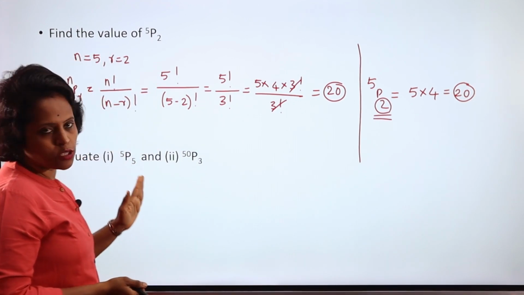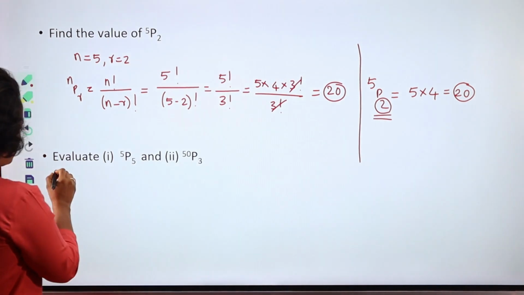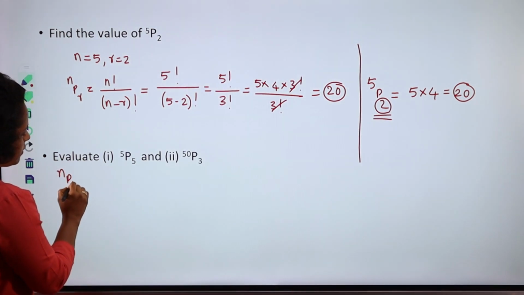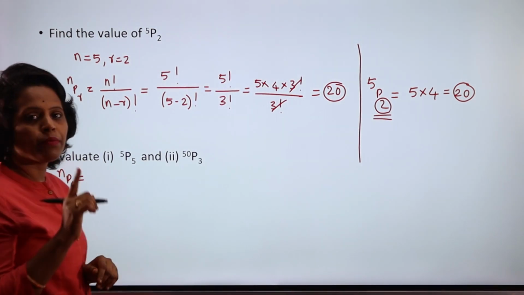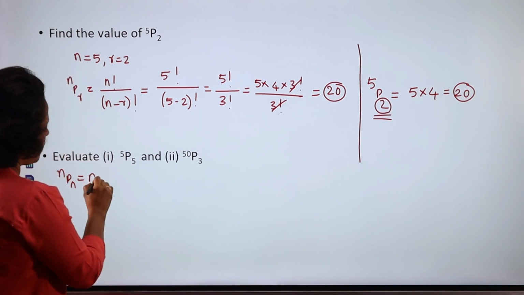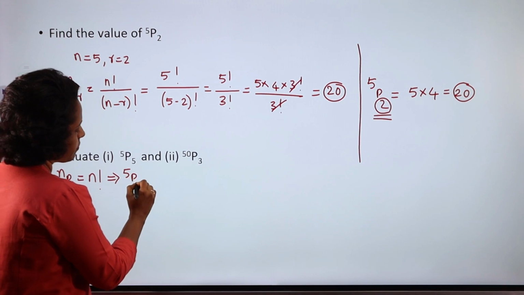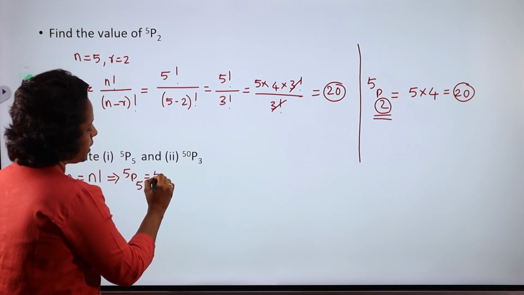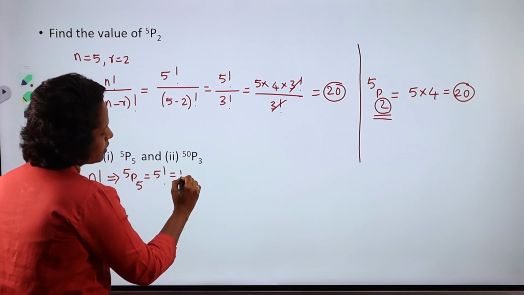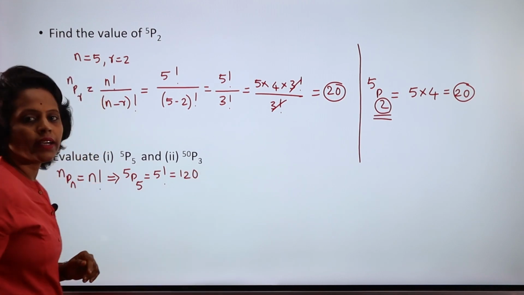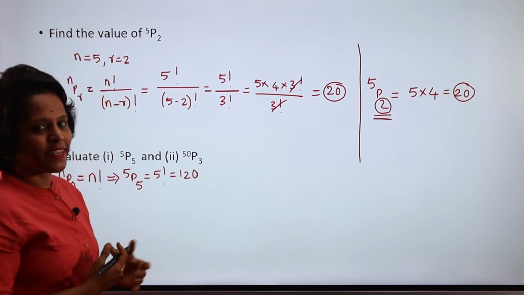Now, let's see the next question, 5P5. What is nPn? As we have seen in the earlier slide, nPn is n factorial, right? So, that implies 5P5 is 5 factorial. 5 factorial is 120. Done. Your problem is solved within a second.